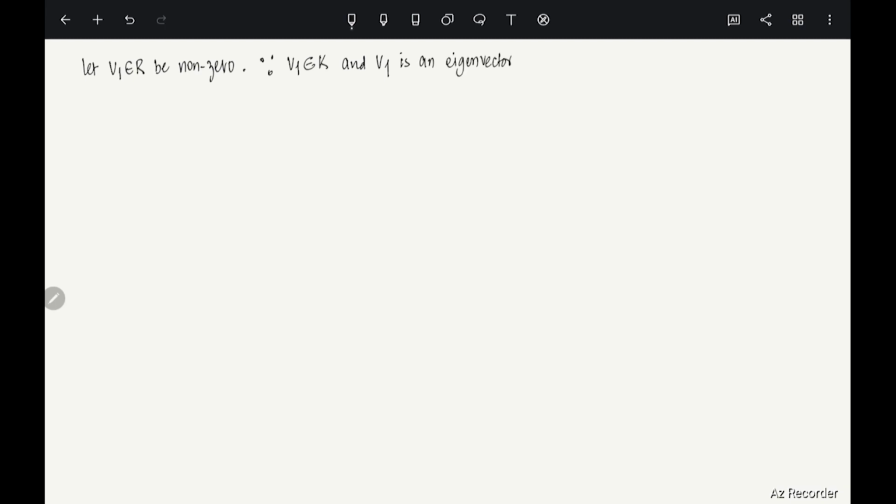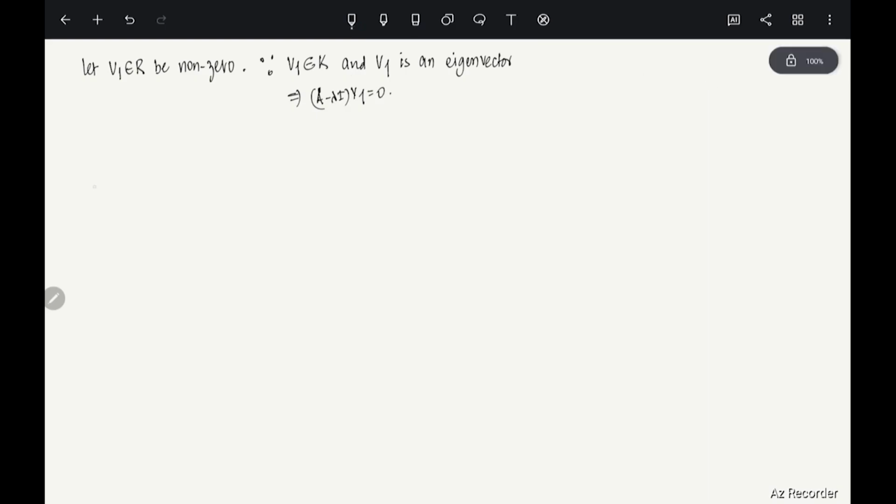Right? Why? Because if V1 is in K, then A minus lambda I times V1 is going to be 0, right? So V1 has to be an eigenvector. So that implies A minus lambda I times V1 is 0. If V1 is in K, this happens. Okay, that is fine.